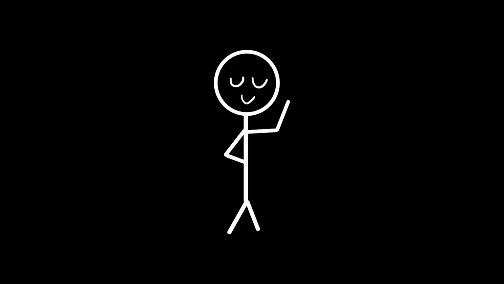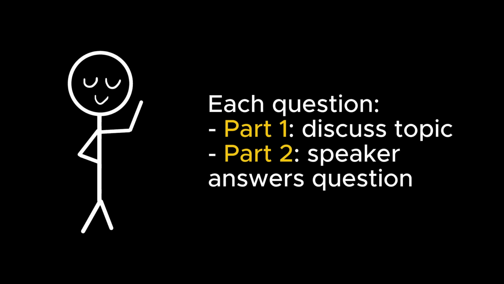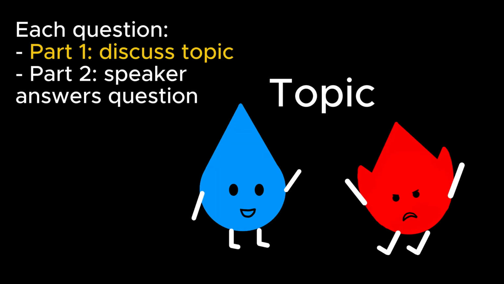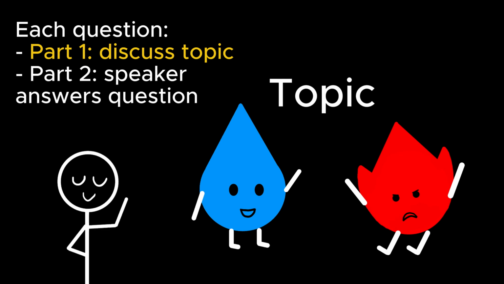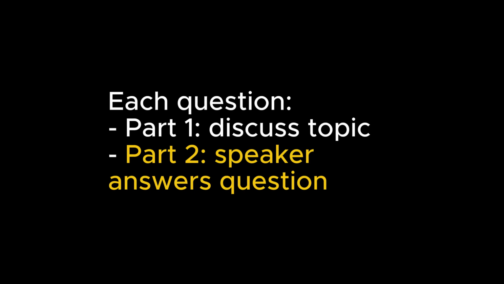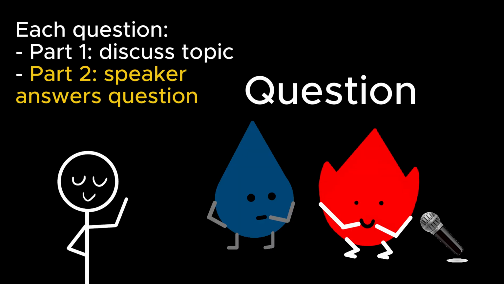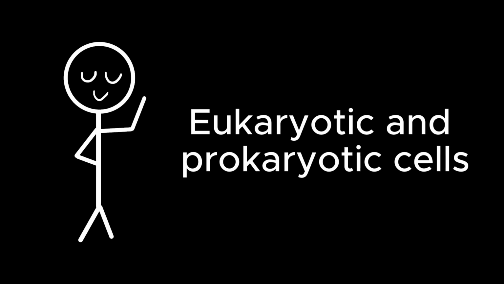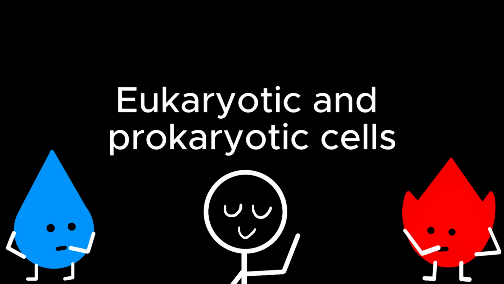You've now reached the second round. Here, each question is going to be split into 2 parts. In the first part, you will get the topic the question is about. During this time, both of you are allowed to communicate with each other. In the second part, you will get the actual question. During this time, only the speaker is allowed to speak. Any questions? What's the topic? It's eukaryotic and prokaryotic cells. You may begin discussing. You have 1 minute.